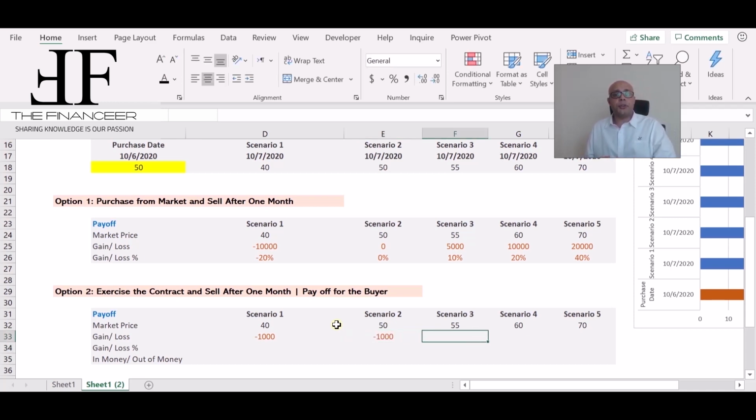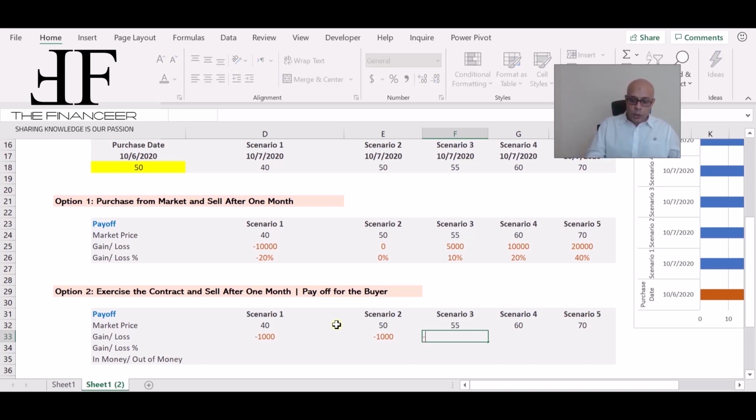In scenario number 3, the market price is 55 and the strike price in the option contract is 55. Purchasing from the market or exercising the option both will result in an outflow of cash of 55. And in this case, you paid an initial investment of $1,000. If you hadn't purchased the contract and paid this $1,000 and wanted to purchase from the market at 55, you could save this $1,000. So this $1,000 will also be considered a loss.